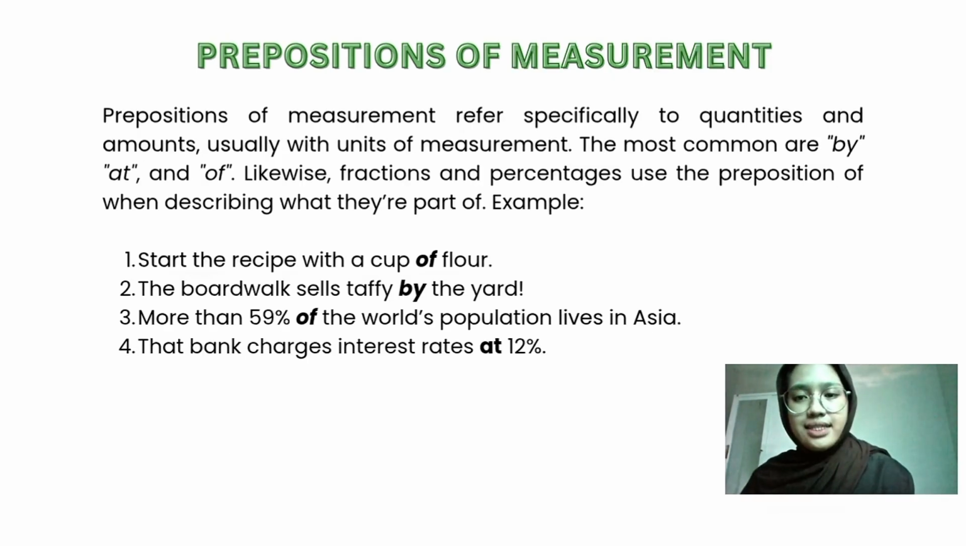Next, prepositions of measurement. Prepositions of measurement refer specifically to quantities and amounts, usually with units of measurement. The most common are by, at, and of. Likewise, fractions and percentages use the preposition of when describing what they're part of.